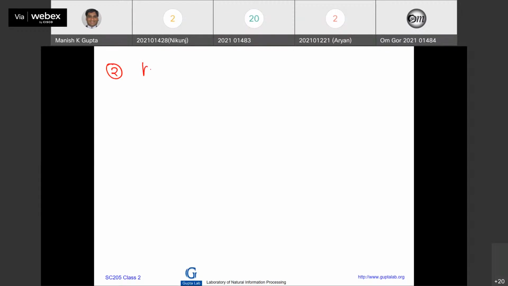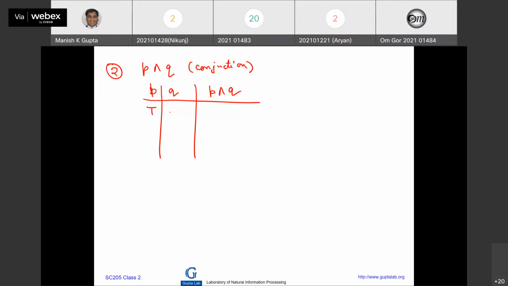Another operation. This is known as conjunction, or AND operation, for propositions P and Q, right? How does it work? P, Q, and this is also known as P meet Q. They also call it P meet Q, P conjunction Q, all different names are there, or P and Q. If both are true, then this is true. This is true, this is false, and this is false.